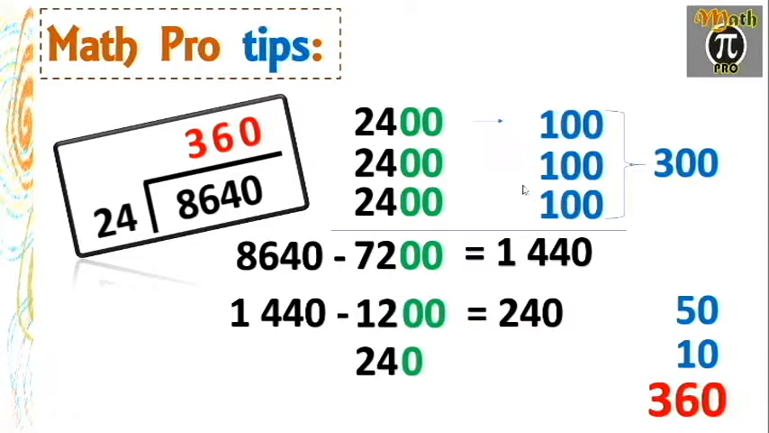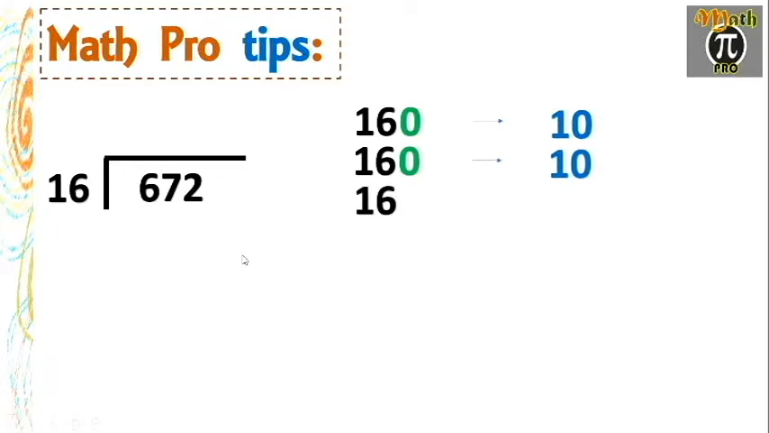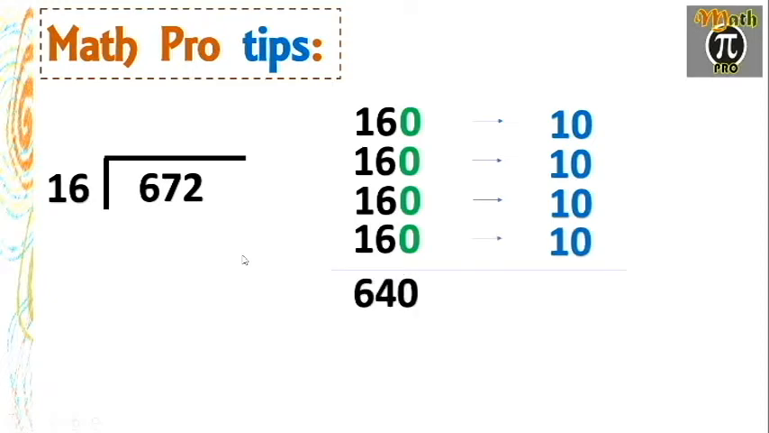Okay? Let's have another example. Suppose we want to get the quotient of 672 and 16. We start with 16. Since it's just a 3-digit number, we multiply 16 by 10. So we got 160. So this means in 160, there are 10 sets of 16. Then we do the same procedure to get another 10, another 10, another 10. Then all in all, it will add up to 640. Almost there, 672. So from 640, we already have 40 sets of 16.